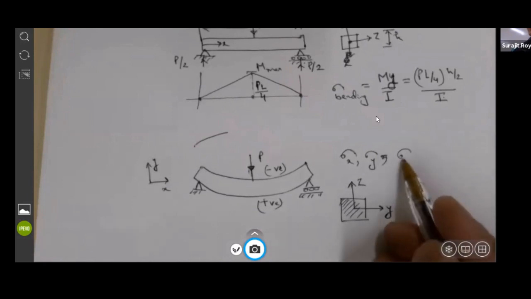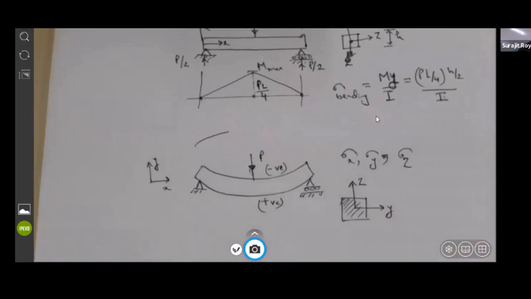So whether it will be sigma x, sigma y, or sigma z, what do you guys say? What will sigma bending be? Is it in the x direction? Is it in the y direction? When I apply a load, is it applying in the y direction or in the z direction? That's in the Y, no?